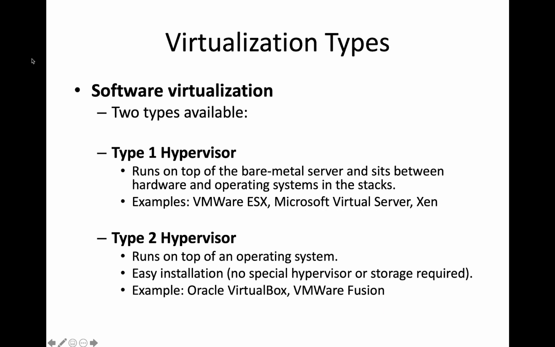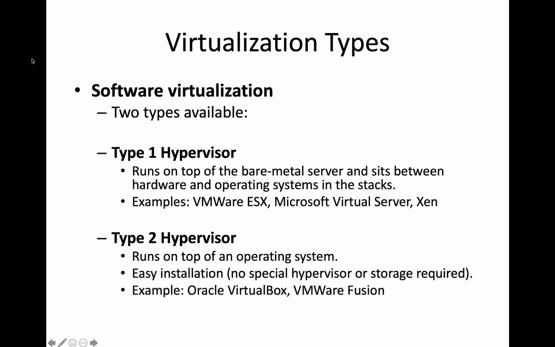The second type of virtualization is what we call software virtualization. And this is probably the most common type of virtualization in the marketplace. And there's two different types of software virtualization. There are what we call type 1 hypervisors and type 2 hypervisors. Now, type 1 hypervisors run on top of the bare metal server.